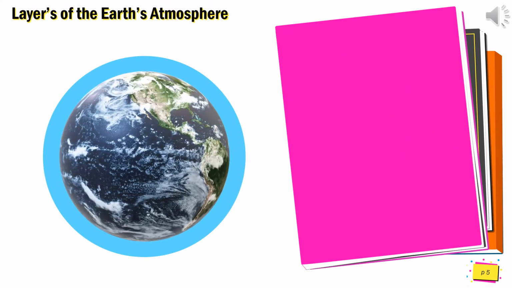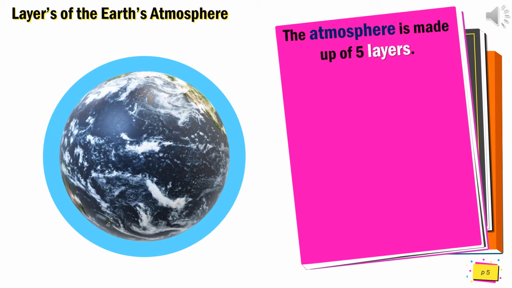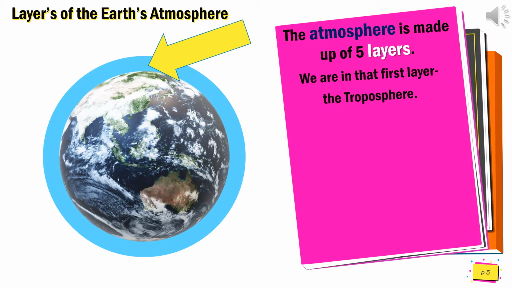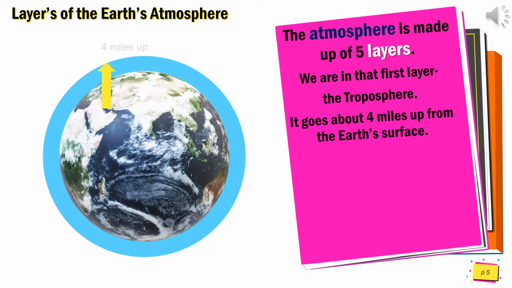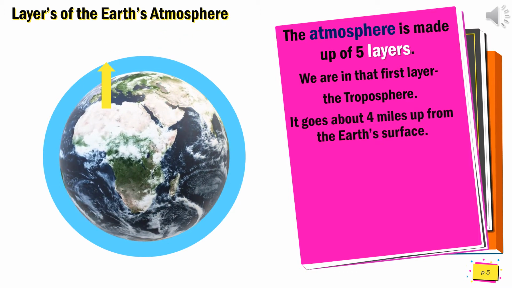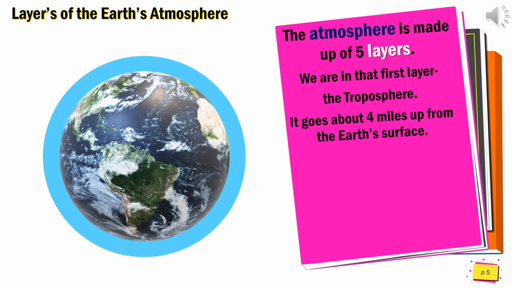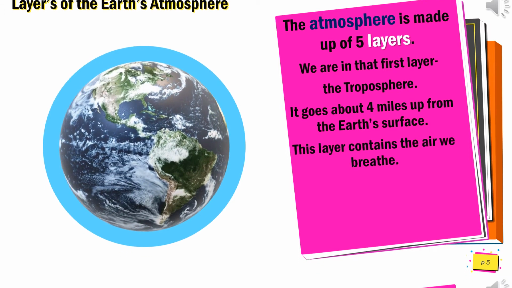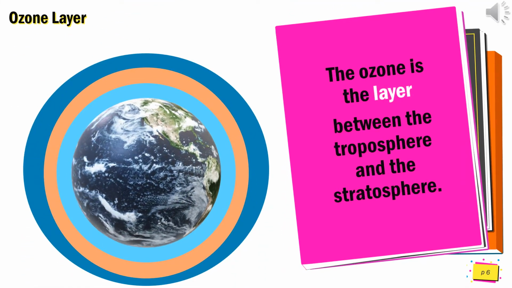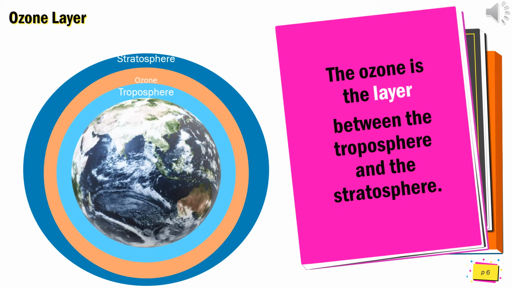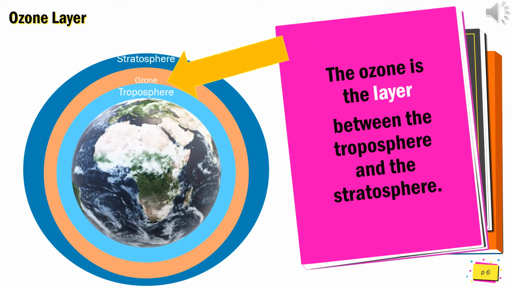There are 5 layers in our atmosphere. We are here on the first layer, the troposphere. It goes up about 4 miles from the Earth's surface, and this layer contains the air that we breathe. The ozone is the layer between the troposphere and the stratosphere, right here.